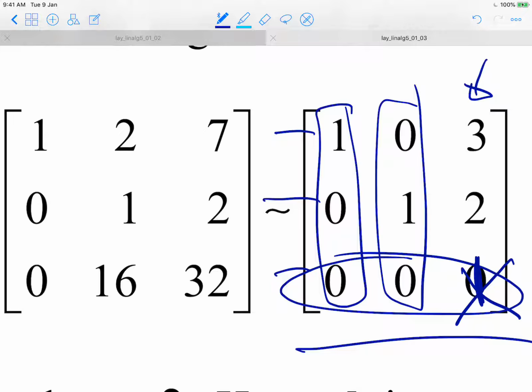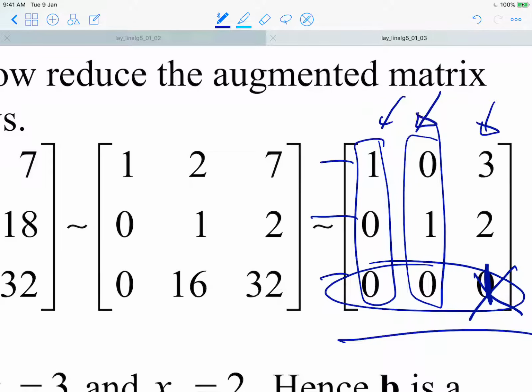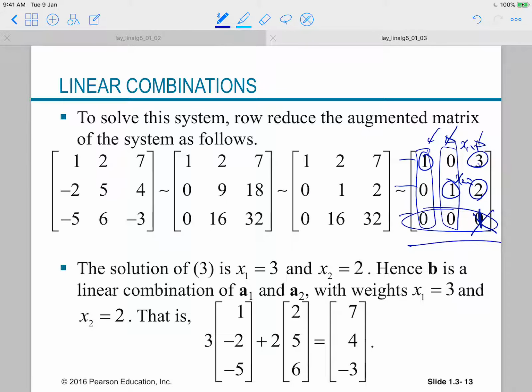And does it have a unique or infinitely many solutions? Let's check whether we have a free variable or not, right? So we have two variables, but every column has a pivot. So we have a unique solution. And what is the unique solution? x2 being 2, x1 is equal to 3, right? So the actual process of obtaining the solution is just the same as applying the Gaussian elimination.